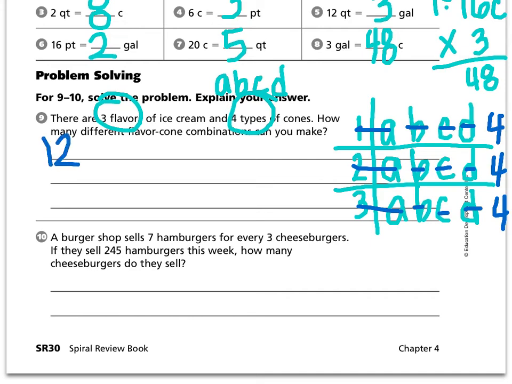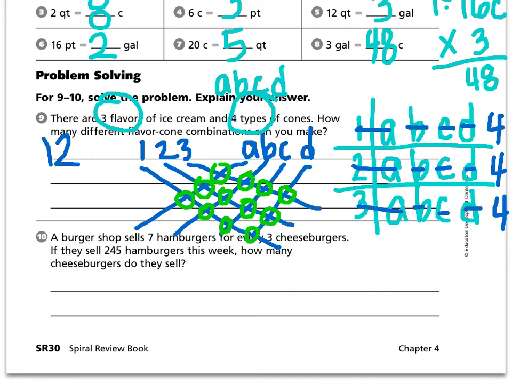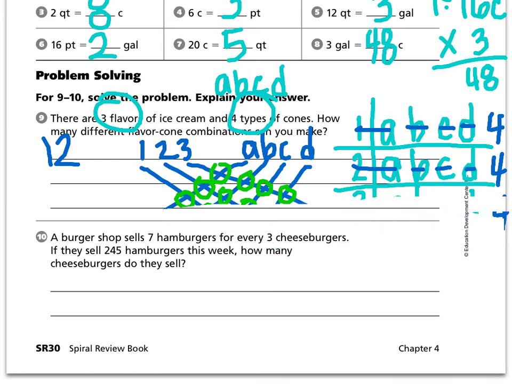Another way that you could do this is you could do 1, 2, 3, and then have A, B, C, D. Then you're going to draw your lines and count how many times they intersect. And remember, intersecting lines are lines that cross. So we have 1, 2, 3, 4, 5, 6, 7, 8, 9, 10, 11, 12. You get the same answer, it's just a different way of looking at it. Make sure that you leave your work so I know which way you decided to do it.